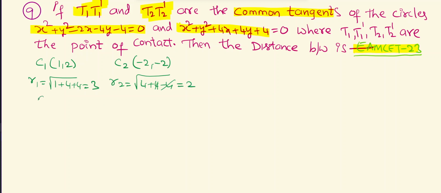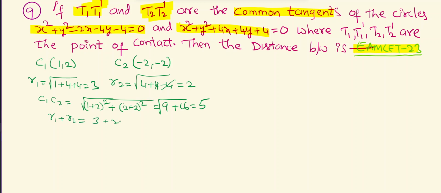Now find the distance between the centers. C1C2 is equal to the square root of (1 plus 2) whole square plus (2 plus 2) whole square. This is 3 square is 9, 4 square is 16, root over 9 plus 16, root 25 is 5. Now find R1 plus R2, that is 3 plus 2 is equal to 5. That means C1C2 is equal to R1 plus R2.